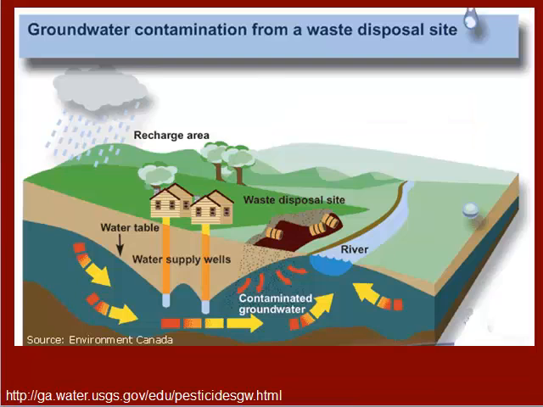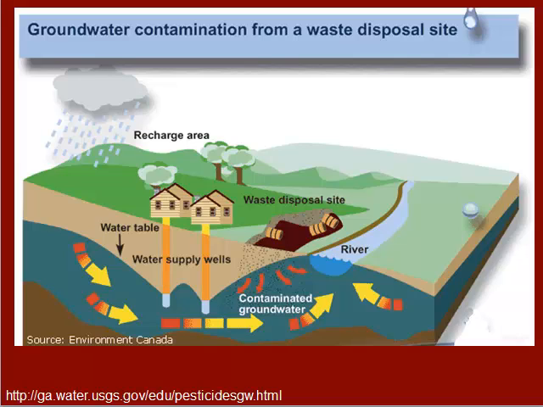So groundwater pollution can have multiple different sources. Some of the common sources, we can have waste disposal sites, so things like landfills that aren't properly lined or configured. We can have manure from farms, agricultural pesticides, herbicides that can get into the ground.